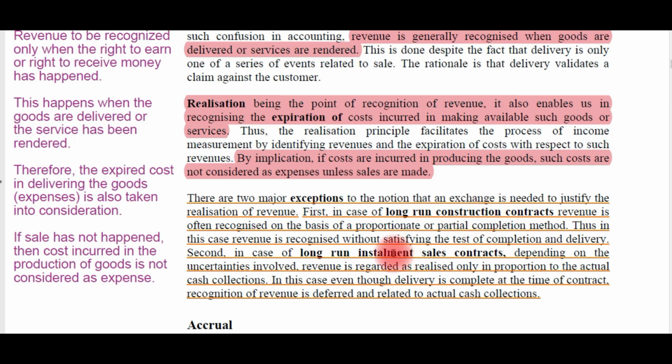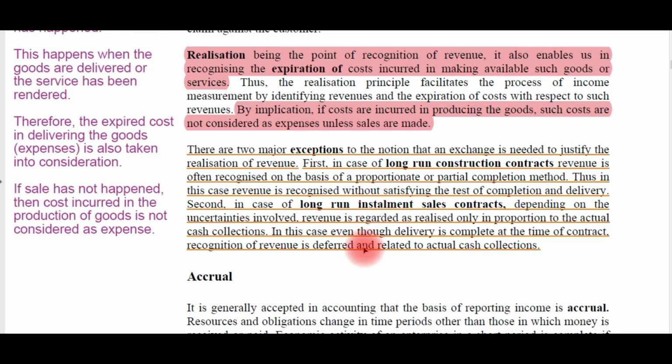Therefore, for long run construction contracts or long run installment sales contracts, depending on the uncertainties involved, revenue is regarded as realized only in proportion to the actual cash collections. A proportionate amount is treated as revenue, not the full amount. The full amount cannot be treated as revenue in these cases.